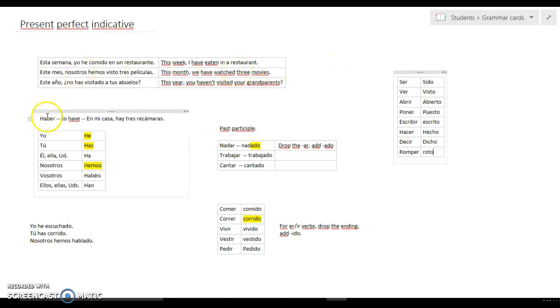You take your form of haber, which means to have, not like tener. There's a different form of to have. And then you take your past participle, which are these verbs. For ARs, most of the time it's going to be ado. For ERs and IRs, most of the time it's going to be ido.